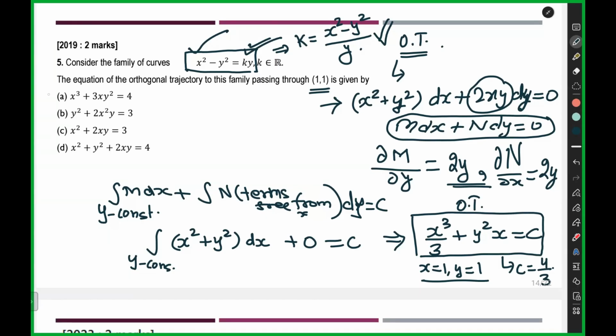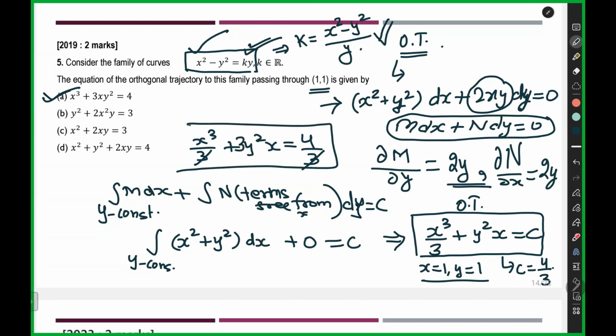The first one. Or you can simply put c as 4 by 3, and you get y squared x plus x cubed by 3 equals 4 by 3. By multiplying by 3, this is the solution. This is the correct answer. So is the solution part of this question clear to everyone? Yes, sir. Okay.